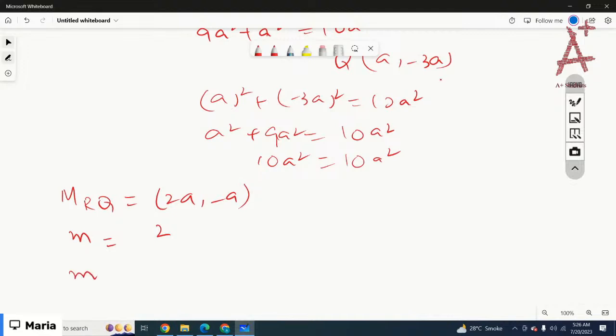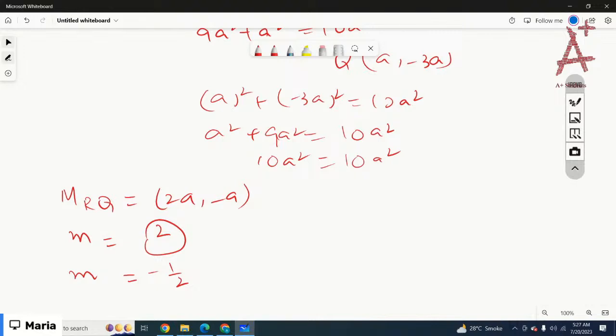That means the slope on the midpoint of RQ is negative a minus 0. That would be negative 1 over 2. So that means the segments intersect at a right angle, because you can see the slope is the negative reciprocal of this slope.